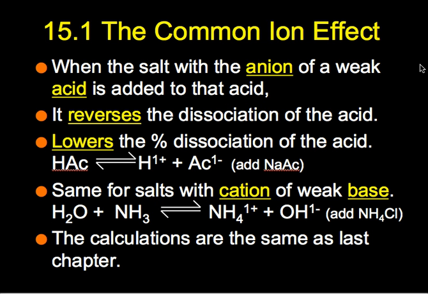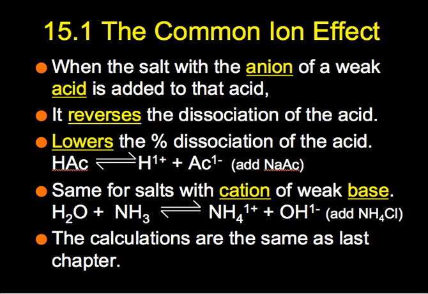A common example would be that if you have a weak acid in a system at equilibrium and then you add to that the conjugate base or the anion of that weak acid. What does that do? It shifts equilibrium back towards the undissociated acid and lowers the percent dissociation of the acid.